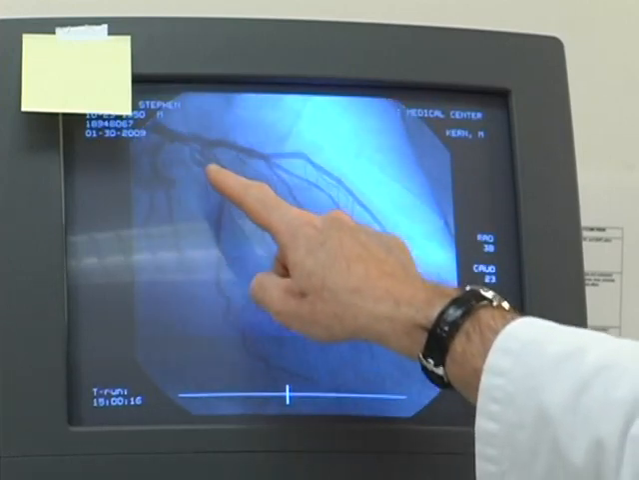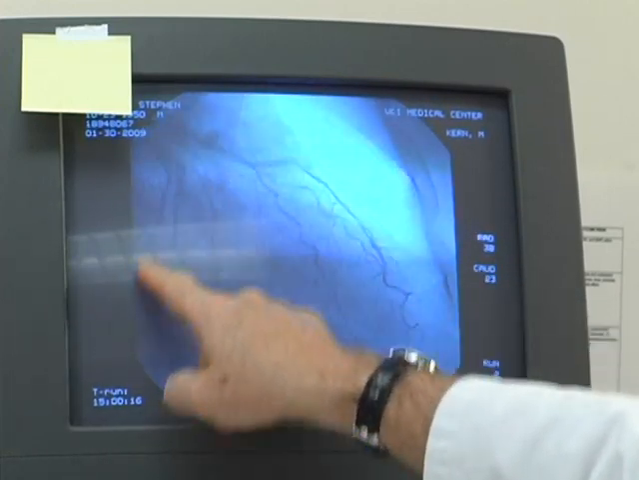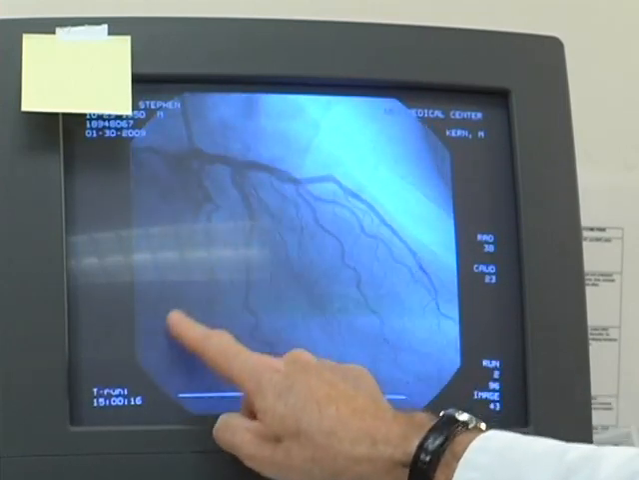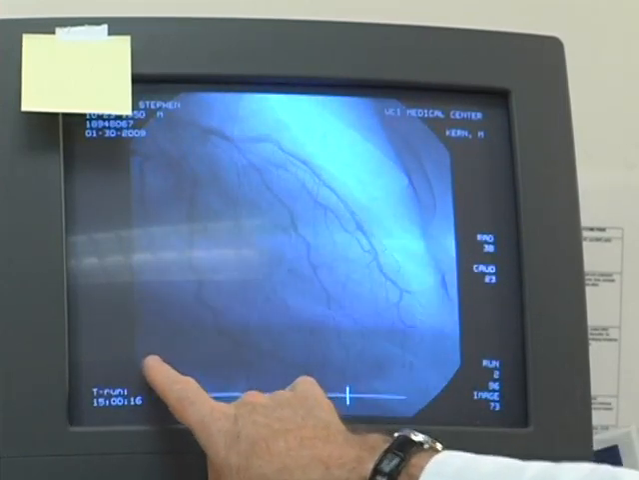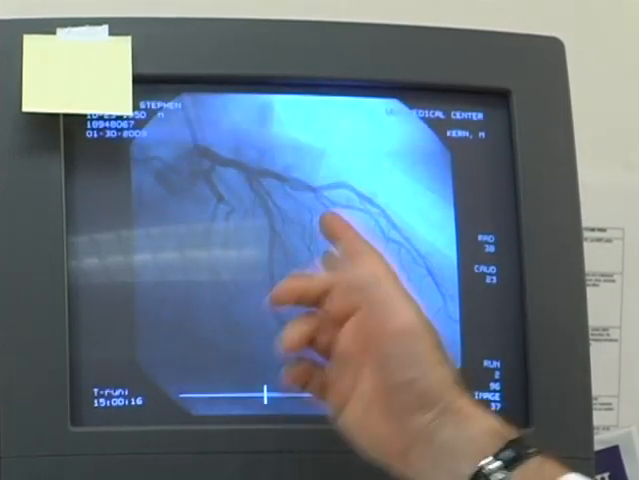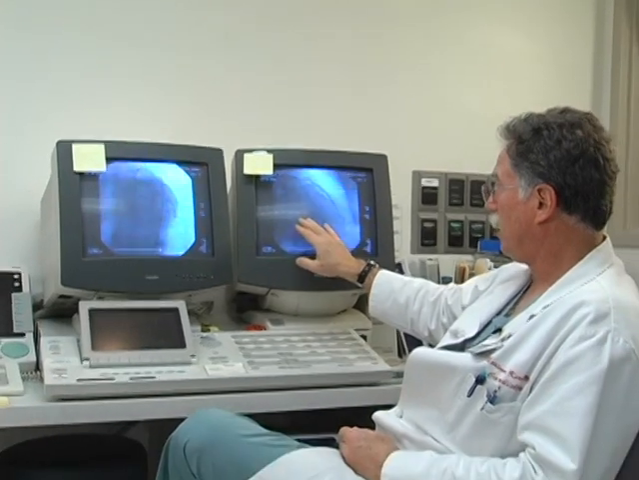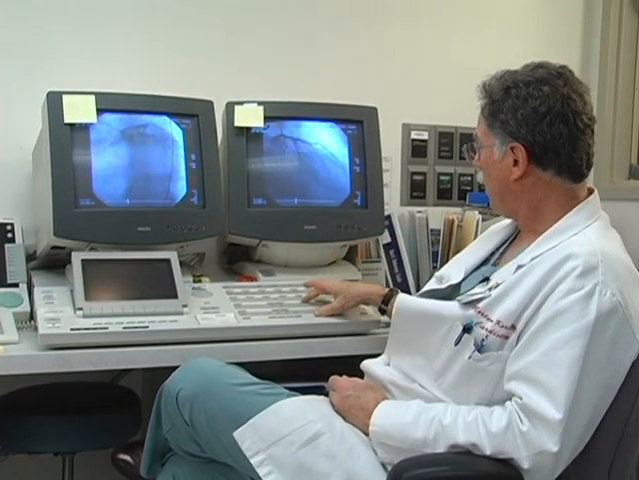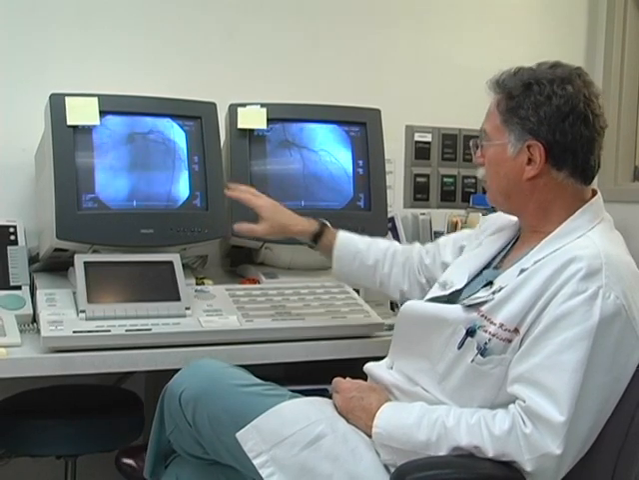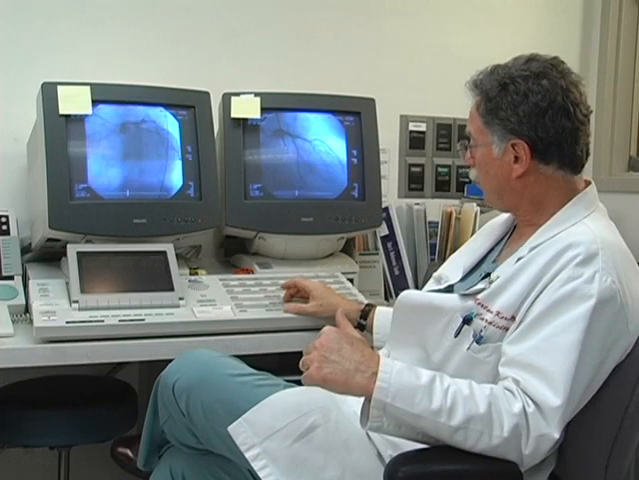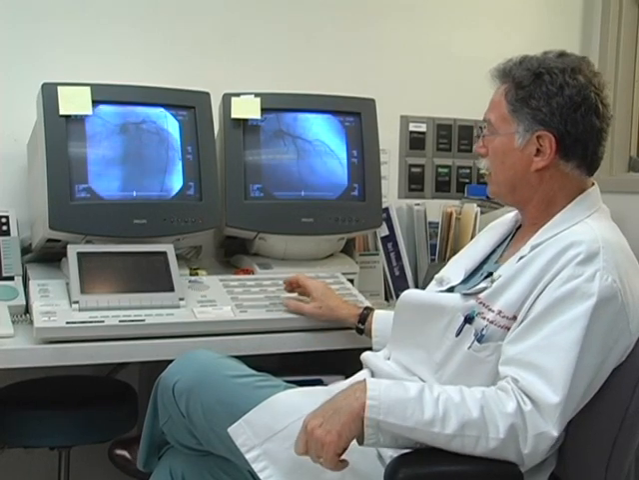The atrioventricular groove is back here where the circumflex runs, and in this individual the circumflex is small and does not supply the posterior descending aspect of the heart, nor does it supply the AV nodal artery. So this would be considered a circumflex non-dominant circulation. Okay, now after we shot the views of the left coronary artery, we took the catheter out, went to the right, and shot the right coronary artery.